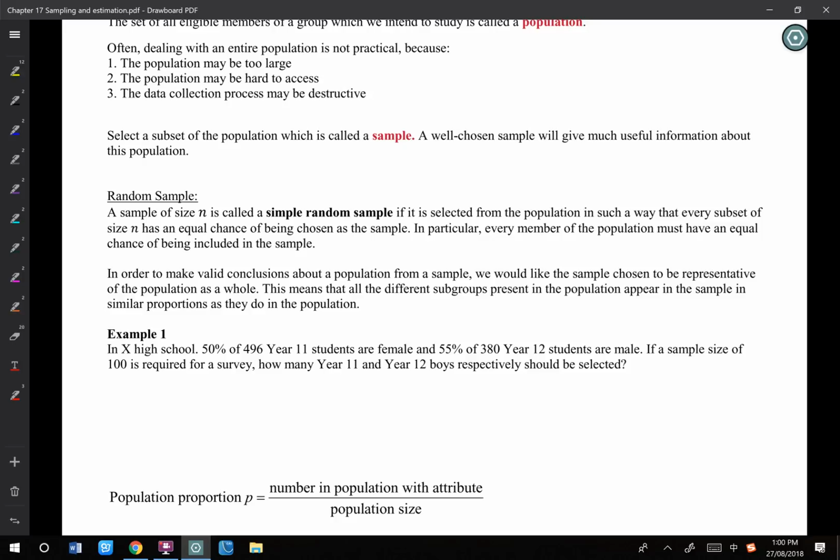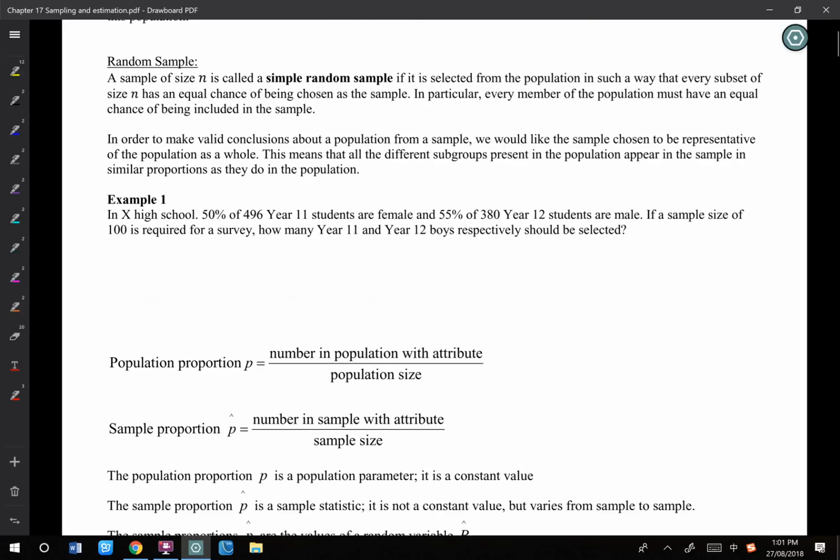What we select as a sample is not random. In order to make a valid conclusion about the population from a sample, we would like the sample chosen to be representative of the whole population. This means that all different subgroups present in the population appear in the sample in a similar proportion as they do in the population.